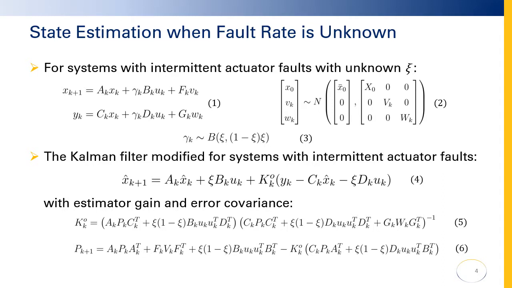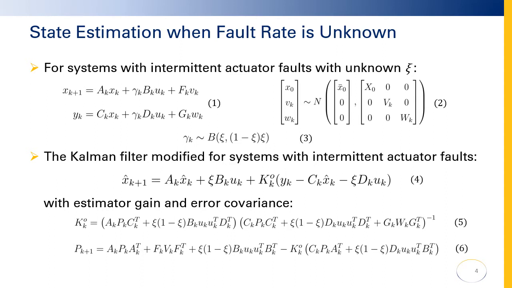First, I will discuss simultaneous actuator fault rate identification and state estimation. Consider a state space system of the form of 1, where xk is the state vector, yk is the measurement vector, and vk and wk are the Gaussian distributed system and measurement noise. Here, the intermittent actuator faults are modeled as a Bernoulli random variable gamma k, which has a value of 1 with probability xi, or the success rate, and a value of 0 with probability 1 minus xi, or the fault rate. Gamma k multiplies the input vector uk, indicating that at any time instant where gamma k is 1, the commanded input is applied as expected.